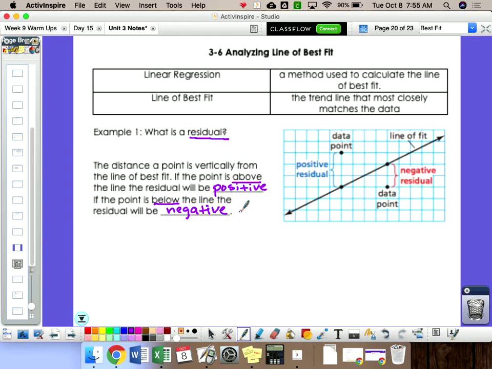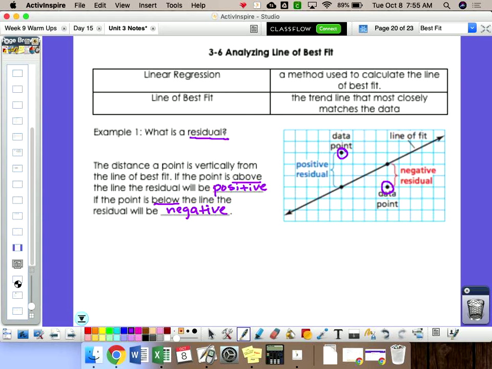So looking at this graph they have next to this definition, I can see that I have my line of best fit, and if I wanted to know the residual of this point right here, it would be positive 3, because it is 3 spaces above my line. If I wanted to know the residual of this point right here, it would be negative 2, because I am 2 spaces below the line. If a point is on the line, your residual would be 0 of that point.